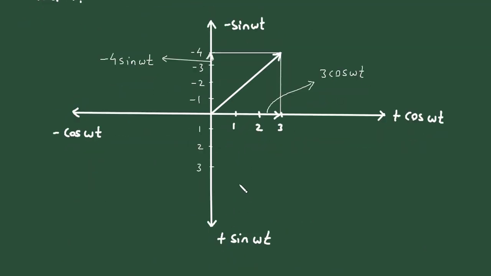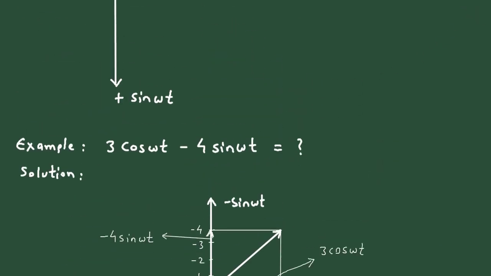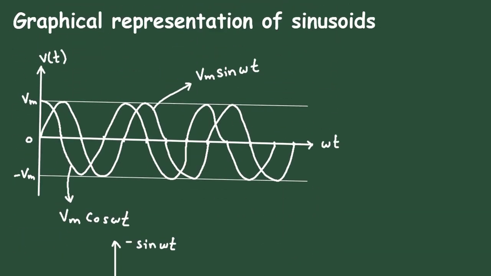Also here we can see this is 180 degree. The difference between this plus sin omega t and minus sin omega t is 180 degree. So this is about graphical representation of sinusoids.